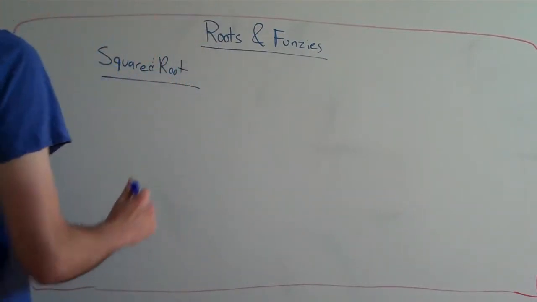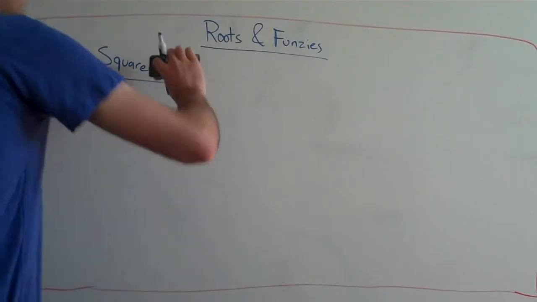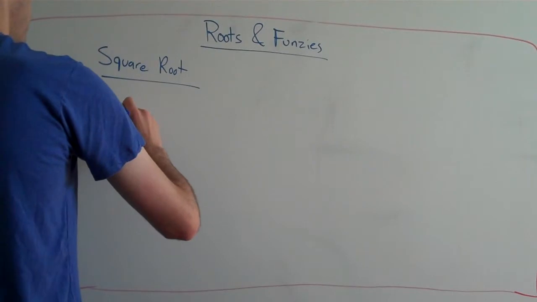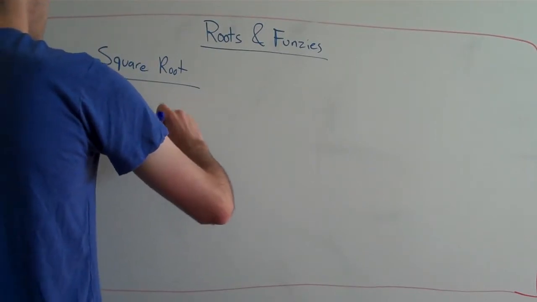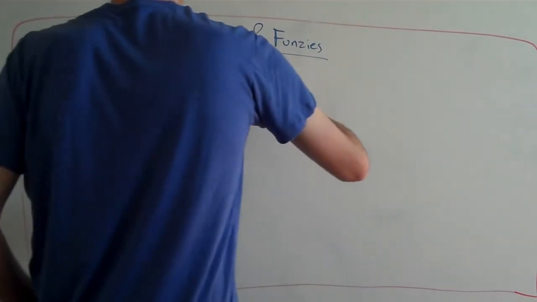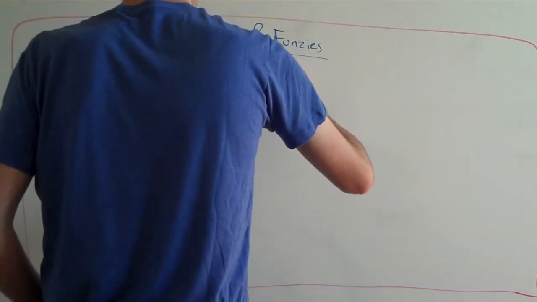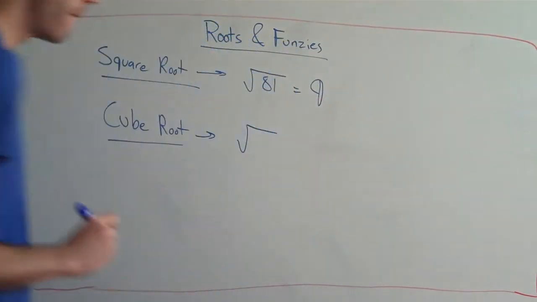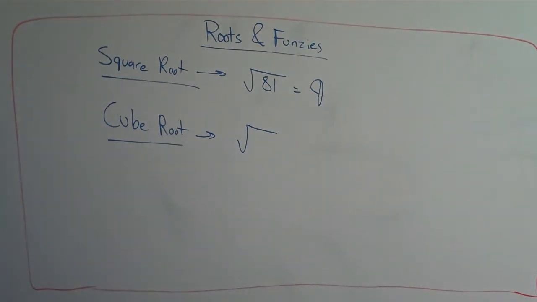So, what if we had a cube root? Let me just write in a square root over here so we don't get confused. The root of 81. What do you think a cube root would look like? A cube root would look not squared, but it would involve multiplication, like you said.